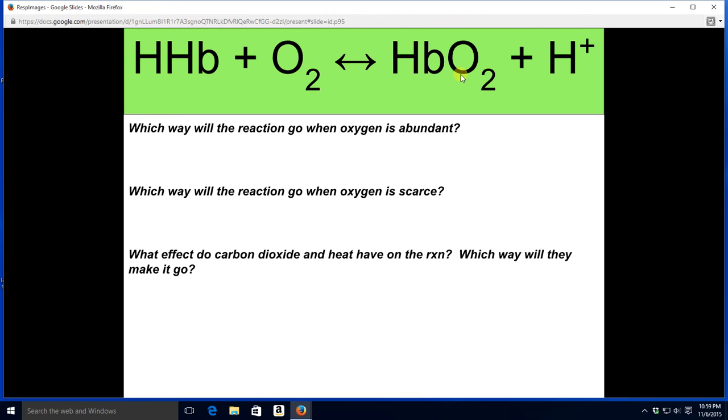Interestingly, CO2, heat, and lactic acid as well, all push this reaction to the left. This makes total sense because when are we going to get CO2, heat, and acid? In working tissues. Imagine a working muscle tissue. That working muscle tissue is going to demand oxygen. So if its products accelerate the release of oxygen from hemoglobin, that would benefit the muscle cells.